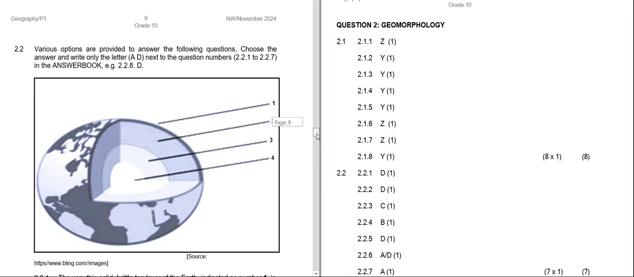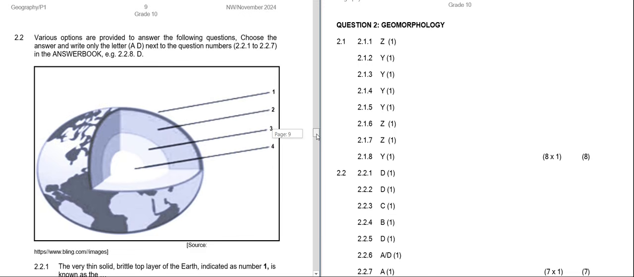So going to the next question, which is 2.2. So 2.2 reads various options are provided to answer the following questions. Choose the answer and write only the letter A to D next to the question numbers. We have 2.2.1 to 2.2.7.